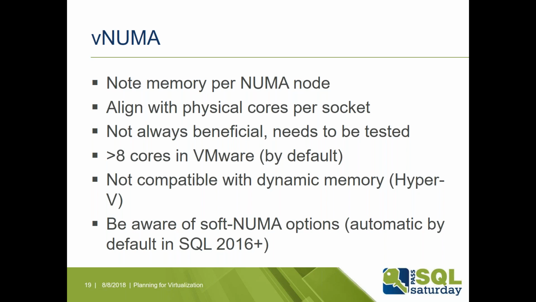We found in our testing at ChannelAdvisor that our 2-socket servers had greater benefit for virtual NUMA than our 4-socket servers. So definitely do some testing around this and find out if it is something that benefits your workload or not. By default, if you create more than 8 cores on your VM, it will use virtual NUMA. That's by default.